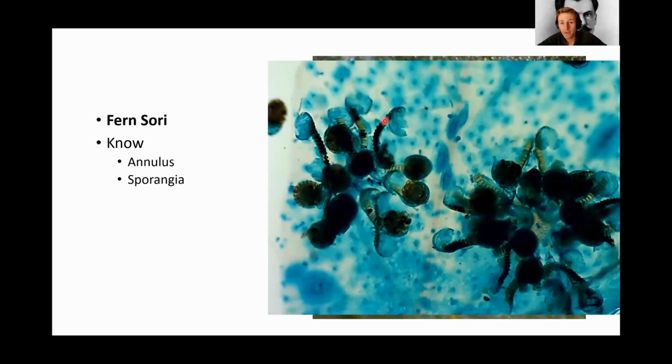Here are more examples. These are the annuli, and this is the sporangium of the whole thing. These are already broken, so they already shot their spores everywhere. If you saw an empty one, or these are better, these are full of spores, and they're about to pop and throw the spores everywhere.